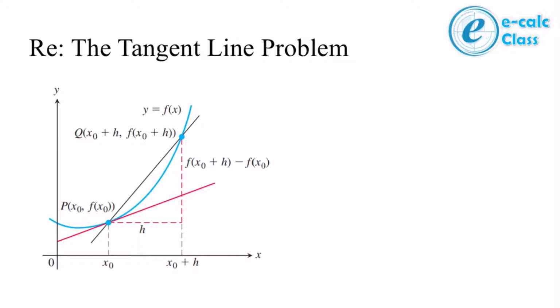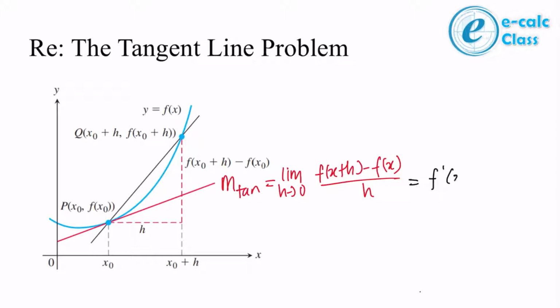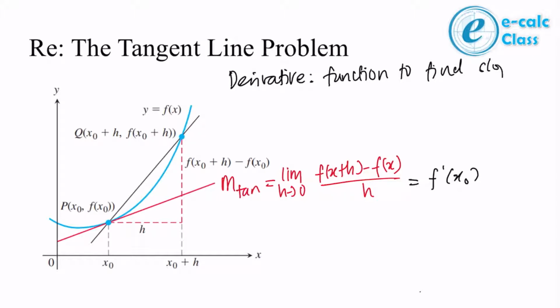In the last chapter, we said that in order to find the equation of tangent to the curve at a point, we need to find the slope of this tangent line, right? And in order to find the slope of this tangent line, we need to evaluate this limit, as h approaches 0, of f(x0 + h) minus f(x0), over h, which is the first principle of derivatives. So the slope at this point is just the same as f prime of x naught. So we established a function called the derivative, a special function to find the slope of the tangent line to the curve. This is what we discussed in the last chapter, right?